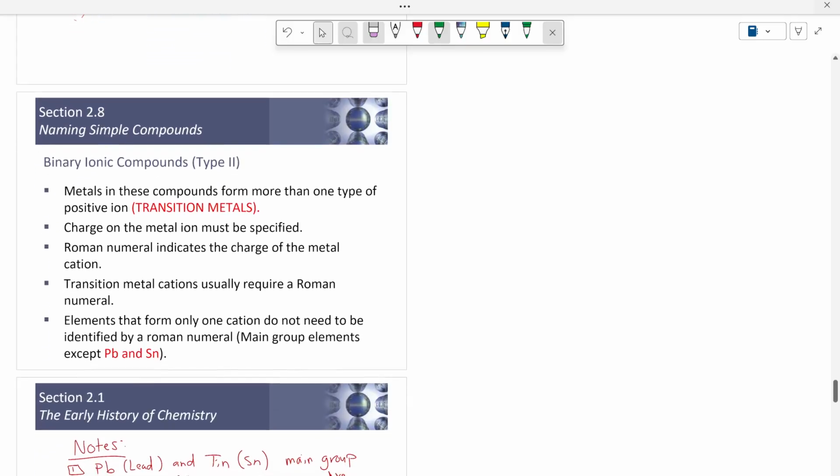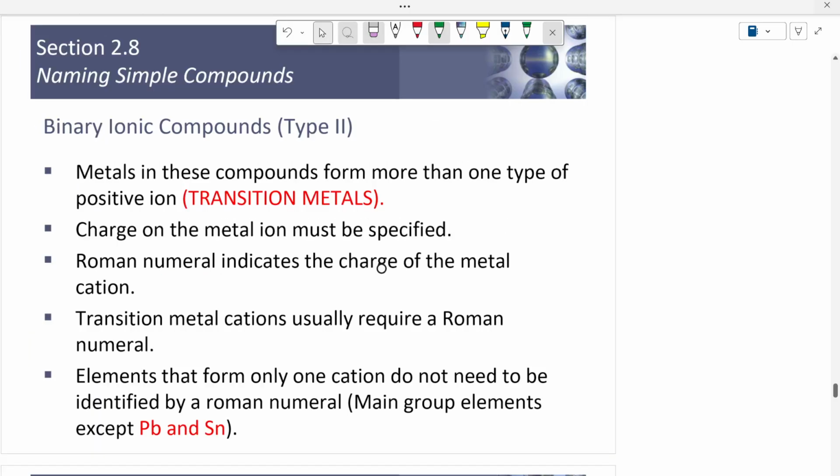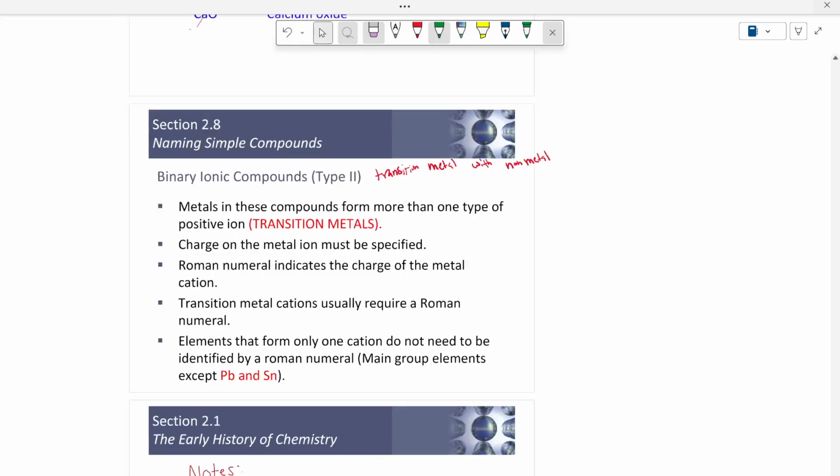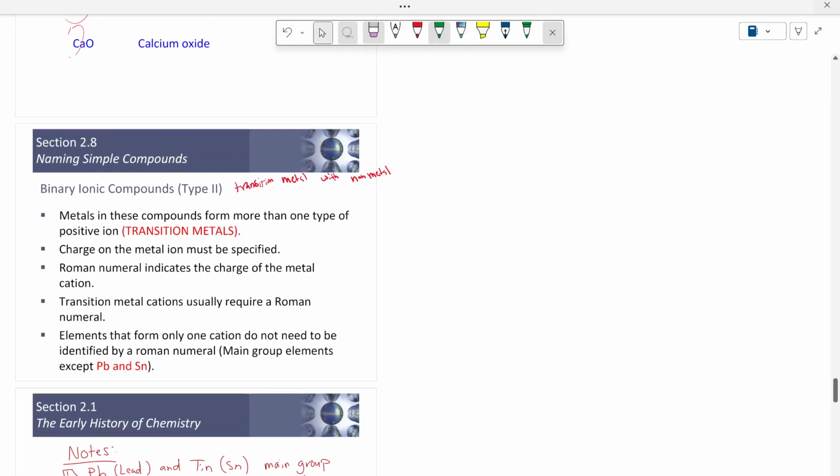Type 2. In type 2, you should have a transition metal with a non-metal. The procedure of type 1 and type 2 is 90% similar, with only one difference between them. What is this difference? To show you this difference, let me give you an example. Name the following.